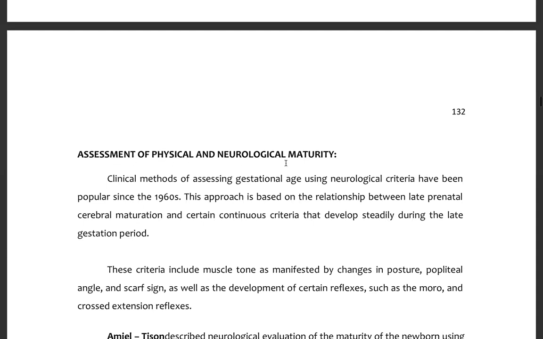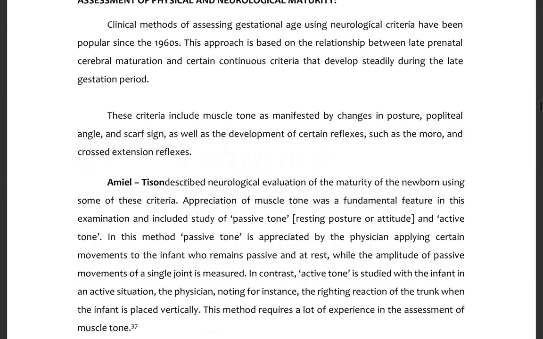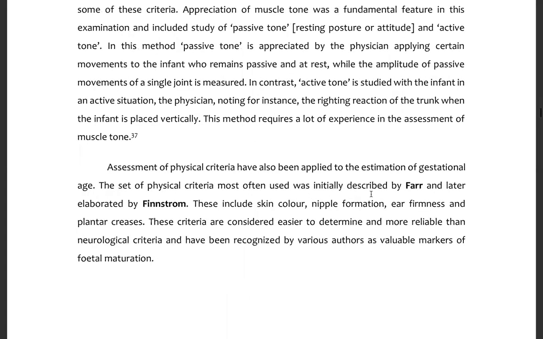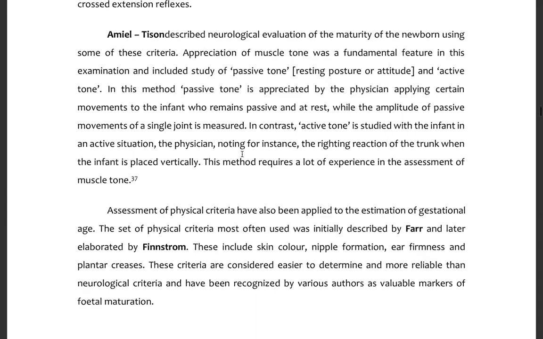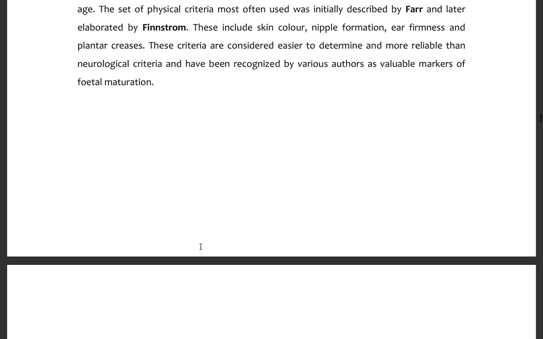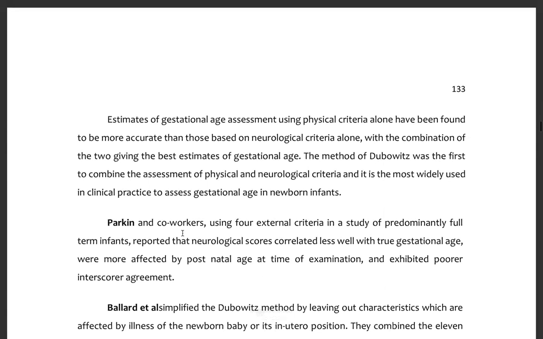The other is physical and neurological maturity. There are Amiel-Tison angles. The Amiel-Tison method only describes neurological evaluation, whereas Farr and Finnström describe the physical criteria. Our Ballard is a combination of Amiel-Tison, Farr and Finnström. So they have included everything and come up with Ballard. Other methods are Parkin and Dubowitz's method. So these are the other methods of estimation.